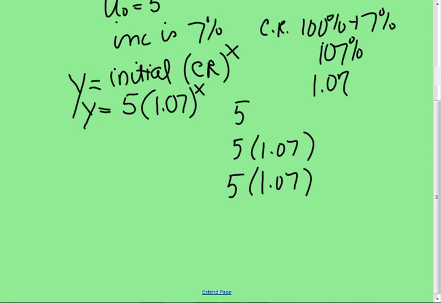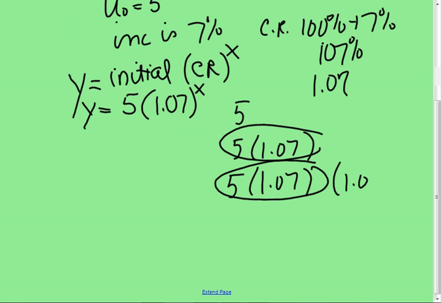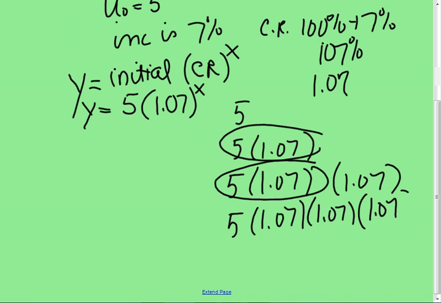times 1.07. You keep going. So in the next year, it's whatever this is, this year times 1.07 again. And that's why you end up to the x power. Because you're writing this, I don't know how many times I'm going to do this.